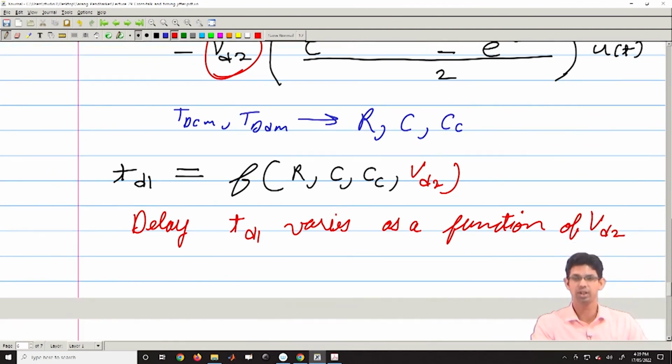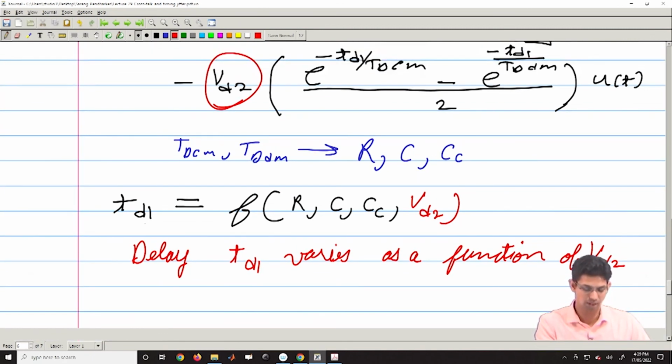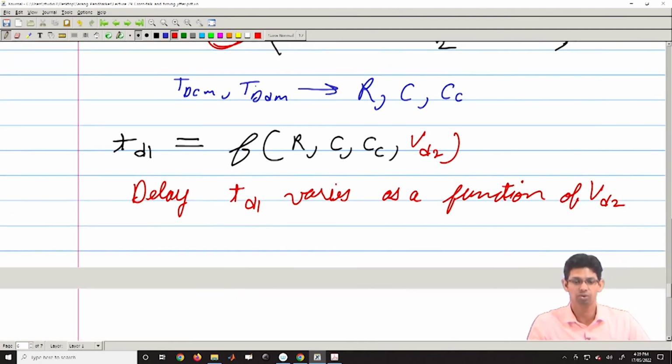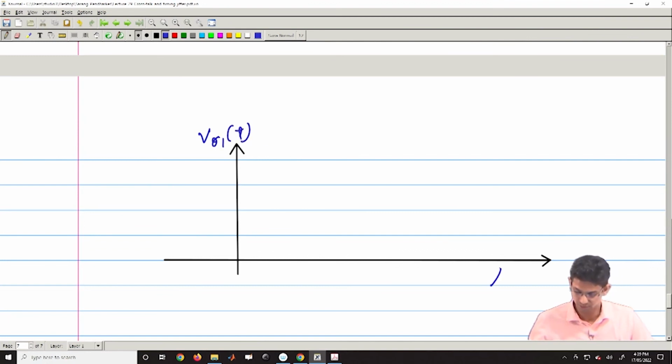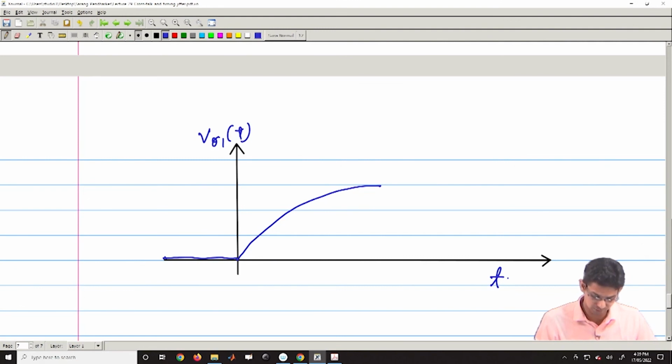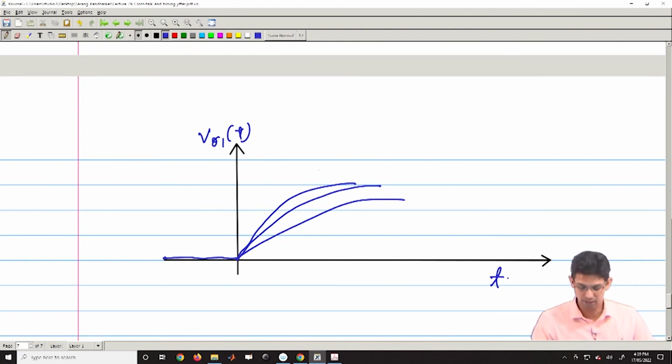For example, your VD2 can be negative. If your VD2 is, say, -1, it is a falling edge. In that case this term would have a different contribution. So, it becomes a lot more complicated. If this is my V out of 1 of t and this is time, my signal is now not just having a delay, I am having different delays for different scenarios. So, my delay is varying. So, what I am getting is jitter. This is called the timing jitter.